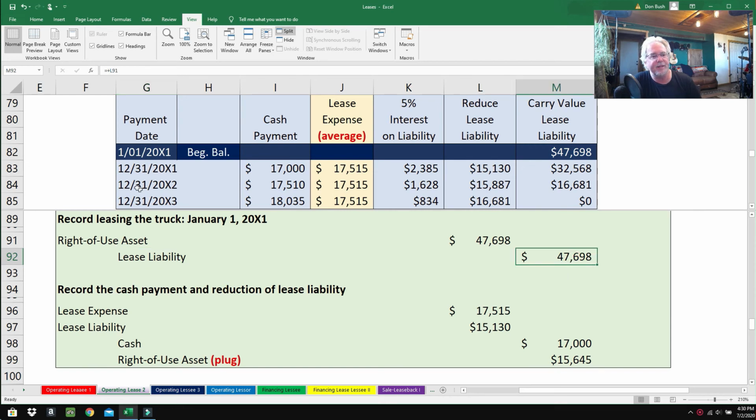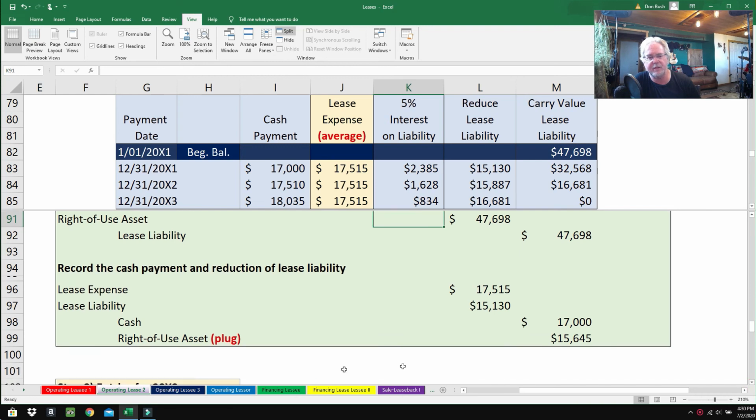So at the end of the first year, 12/31/01, we're going to use these numbers right along in here to make a journal entry. So here we go. Here's what the journal entry looks like. Lease expense is going to be $17,515. Where'd that number come from? Right there, folks. I've got it listed. Lease expense. Lease liability is being decreased. It's being debited by $15,130. Where's that number coming from? Right there. And we're spending cash, $17,000. There you go. And right of use asset, I've written here plug.